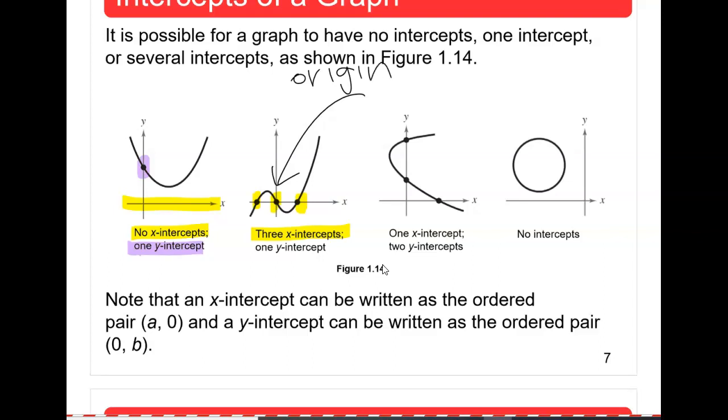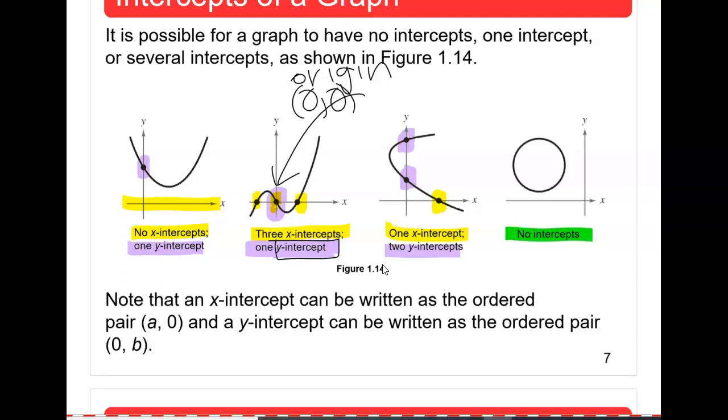And we see that the x-intercept in the middle happens to be at the origin. The origin, which has the coordinates (0, 0), is also considered the y-intercept. Only one of those points is touching the y-axis. The next graph has one x-intercept, that will be here, and it has 2 y-intercepts. Now the next graph, which happens to be a circle, is not touching the x- or the y-axis, so we could just say no intercepts.